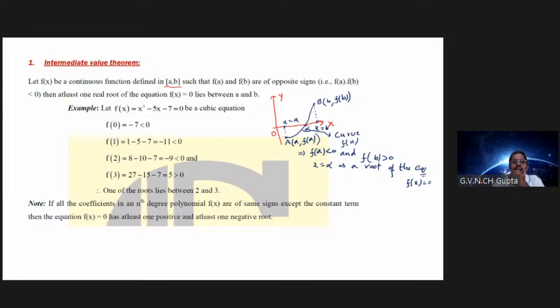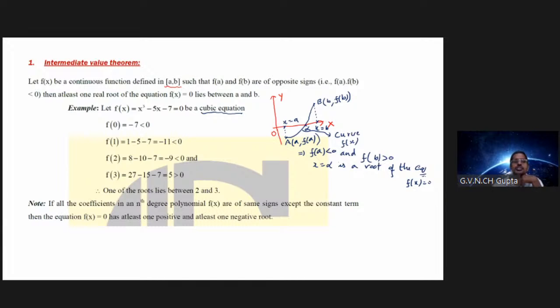So let f of x is equal to x cube minus 5x minus 7 is equal to 0. The highest degree x term is 3, so this is a cubic equation. A cubic equation has how many roots? 3 roots. The roots may be real or imaginary or both sometimes. In real roots, the roots may be equal or distinct. Now we give values for x one by one, starting from 0 and approaching the right side. Right side of 0 means positive numbers, left side of 0 means negative numbers. Some equations may have negative roots also. Anyhow, we'll start with positive roots.